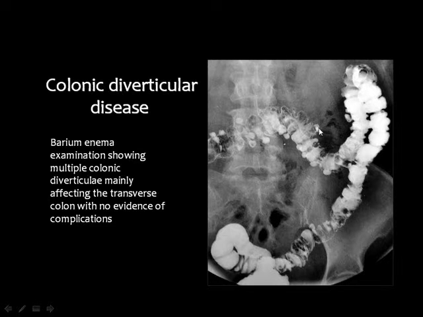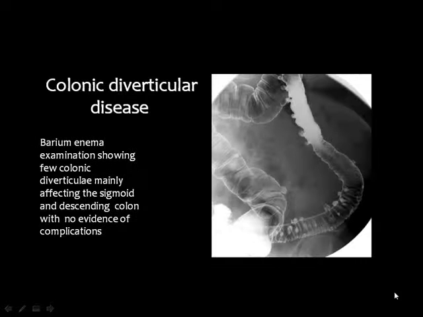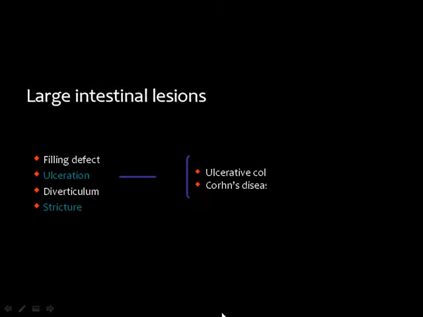And here is a good example of diverticular disease of the colon, where you can see multiple diverticular outpouching protruding from the colonic lumen. And this is also another example of diverticular disease with multiple diverticulae. You know that diverticular disease is usually or commonly affecting the distal part of the colon.